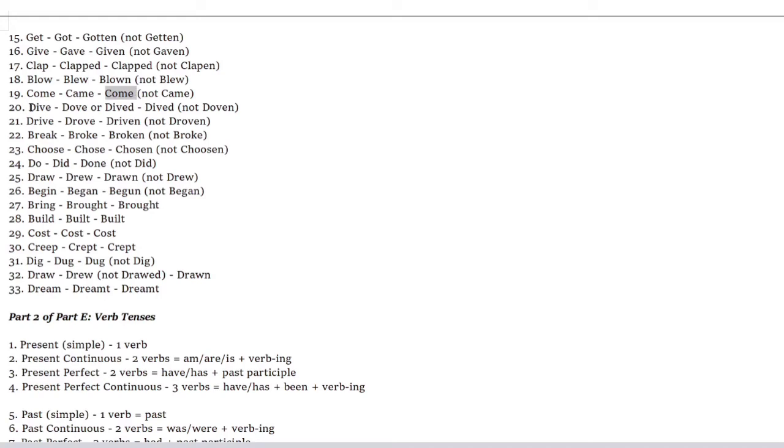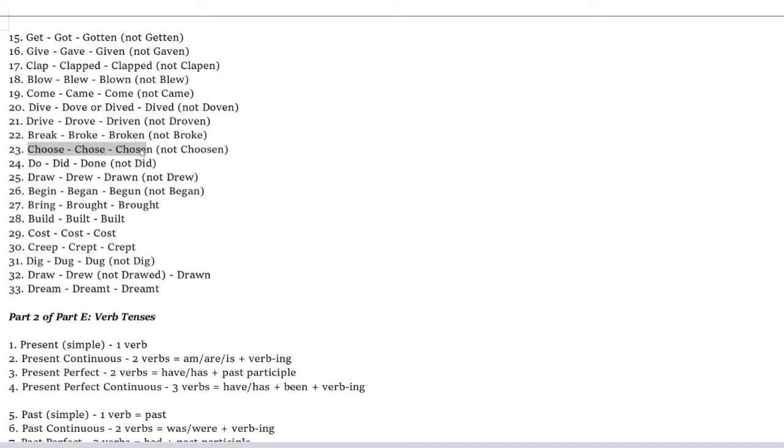Come. Dive, dived, and dived, or dive, dove, and dived. So this is dove, not dove. Dove is a bird. Drive, drove, driven, not droven, driven. Break, broke, broken.